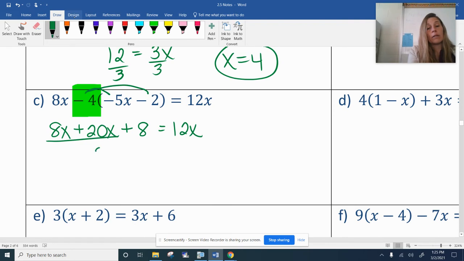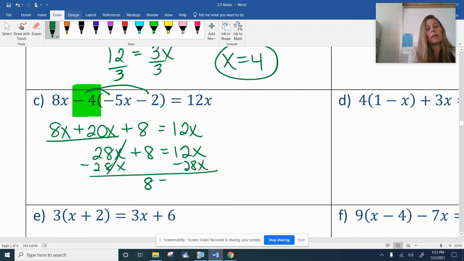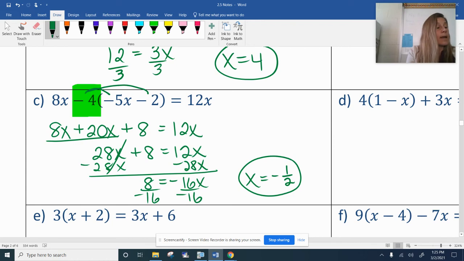Now I'm combining the like terms that are on the same side of my equal sign. And now I'm going to move things to opposite sides. X terms on one side, constants on the other. So I'm going to move my 28x over since this side only has an x term. Makes sense. 8 equals negative 16x divided by negative 16. And that simplifies to 1/2. And of course, it's a negative 1/2.